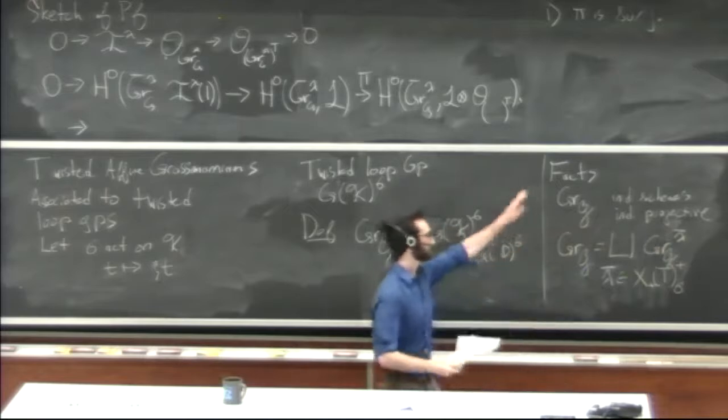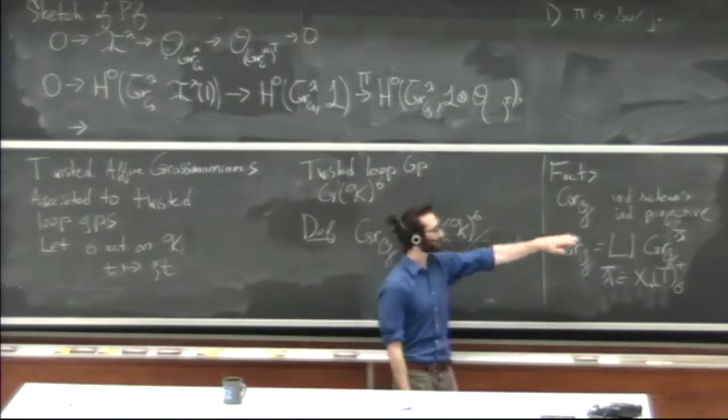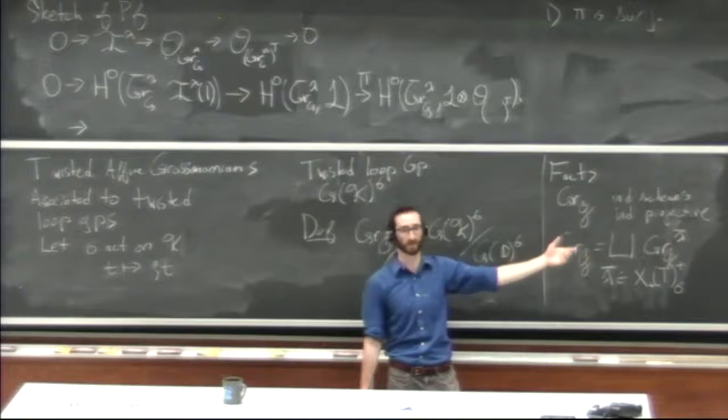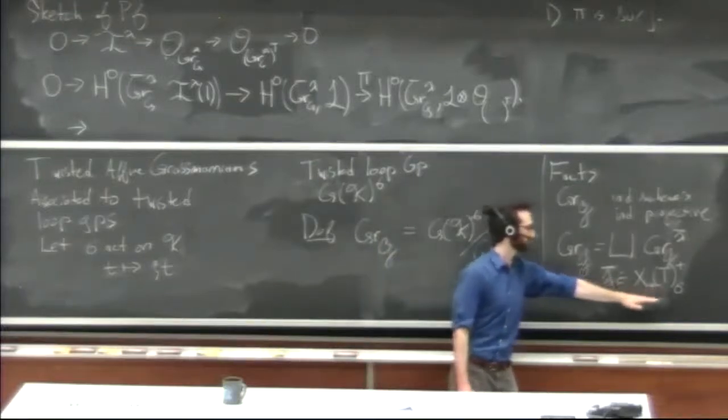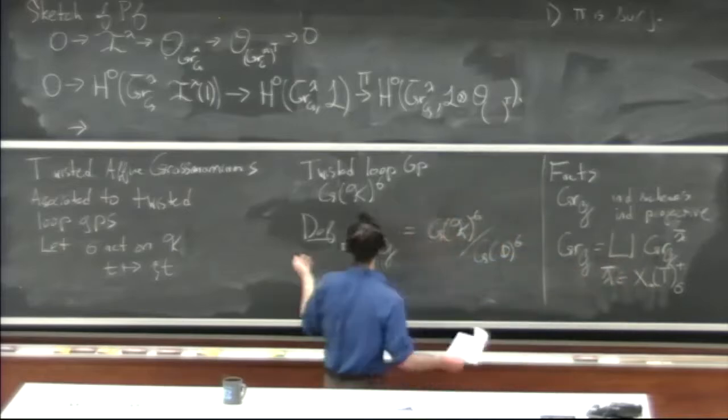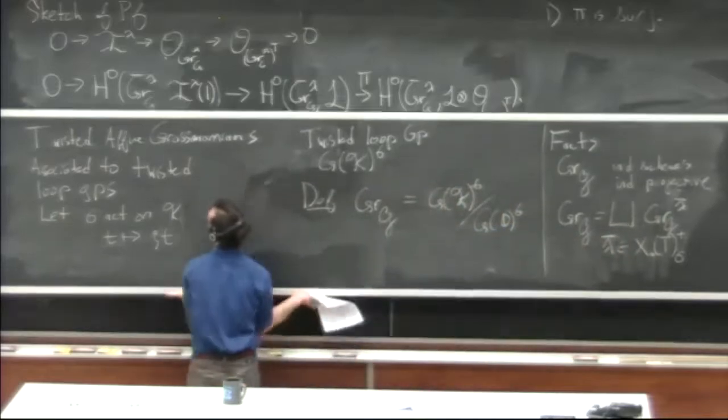So I'm sweeping a fair amount under the rug, but at least formally, this looks very similar to what we had with just the untwisted affine Grassmannian. We're just kind of playing around with the parameters. Okay, so we have a stratification like we want.